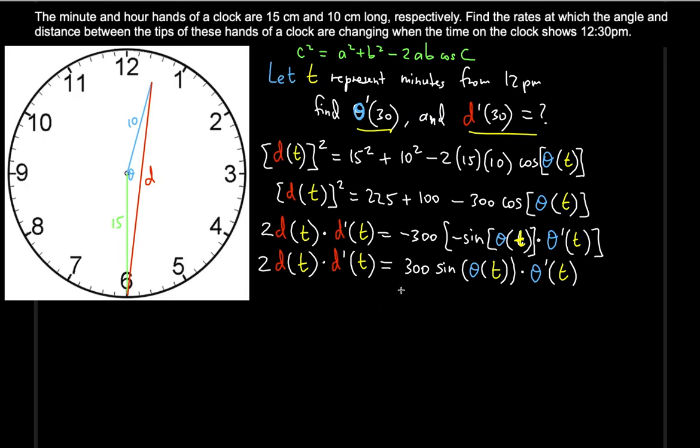So you just found the derivative using implicit differentiation. So what are you going to do next? In order to find the d prime of t, you have to find the sine, you have to find the theta of t. Well, t is equal to 30 in this case, right? Because we're talking about 30 minutes. T represents the number of minutes from 12 p.m., right? So theta of 30, so you're going to substitute 30 in here. So let t be equal to 30.